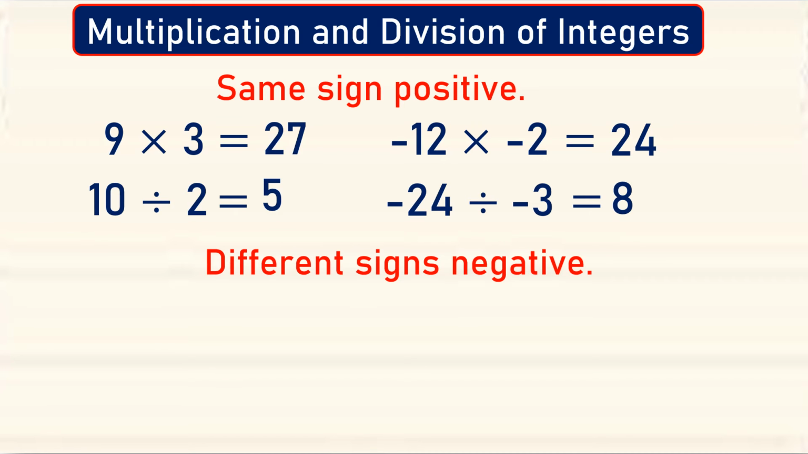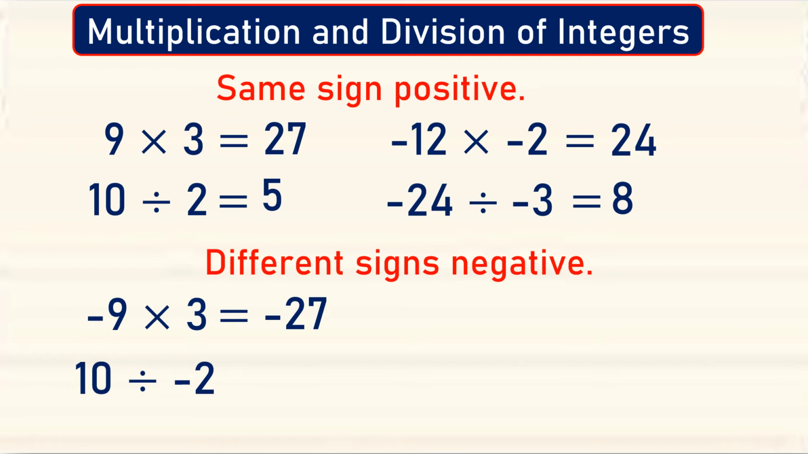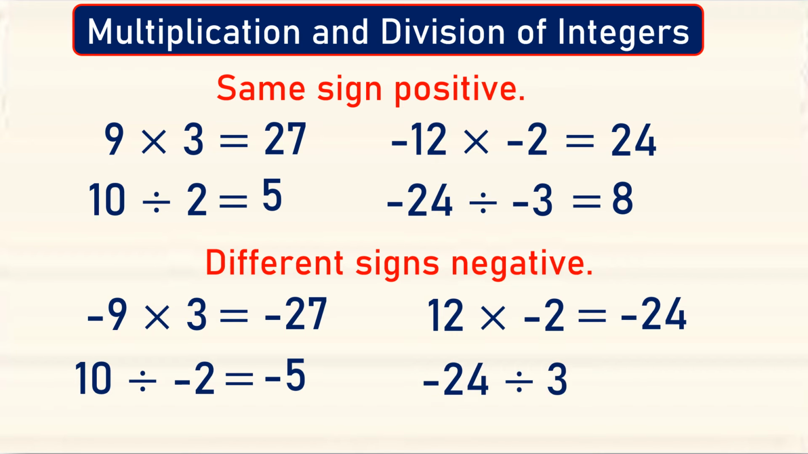But if they have different signs, the result is negative. So when we multiply negative 9 times 3, it is equal to negative 27. 10 divided by negative 2, it is negative 5. And if we have 12 times negative 2, it is negative 24. And if we have negative 24 divided by 3, it is equal to negative 8.